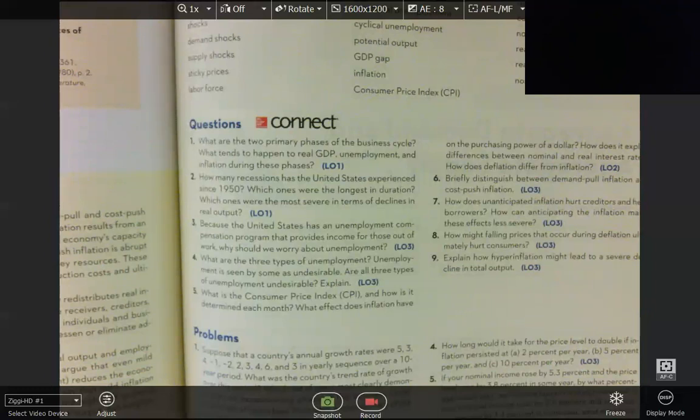So number 3 is a pretty good question. Why do we give a crap about unemployment? The U.S. has an unemployment compensation program that provides income to people that are out of work, right? So why should we worry? Why should we care about unemployment? What do you think, Lydia? Why should we care about unemployment? We have an unemployment compensation program. So if you're out of work, you get some income, right? So why should we worry about unemployment?